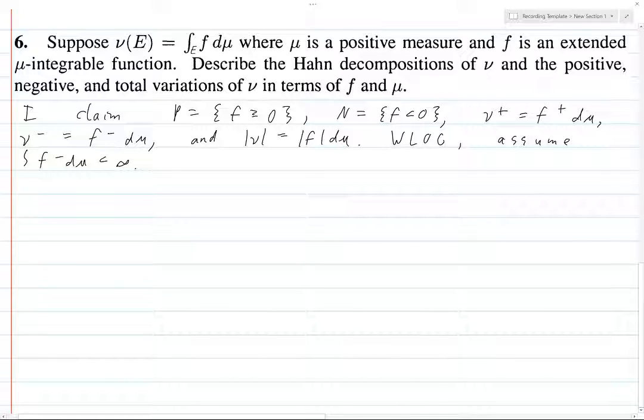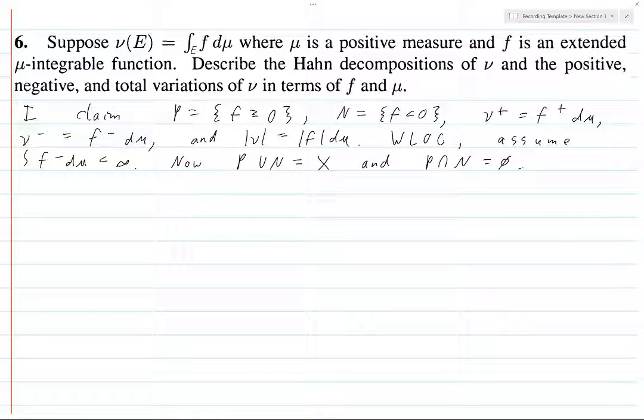Alright, so let's move on to claiming that we have a Hahn decomposition. So P union N is equal to our entire space X, because P is where f is greater than or equal to 0, and N is where f is less than 0. And f is always going to be some value, so it's either going to be less than 0 or greater than or equal to 0. So the union of those two regions is all of X. And P intersect N is equal to the empty set, because f can't be both negative and not negative.